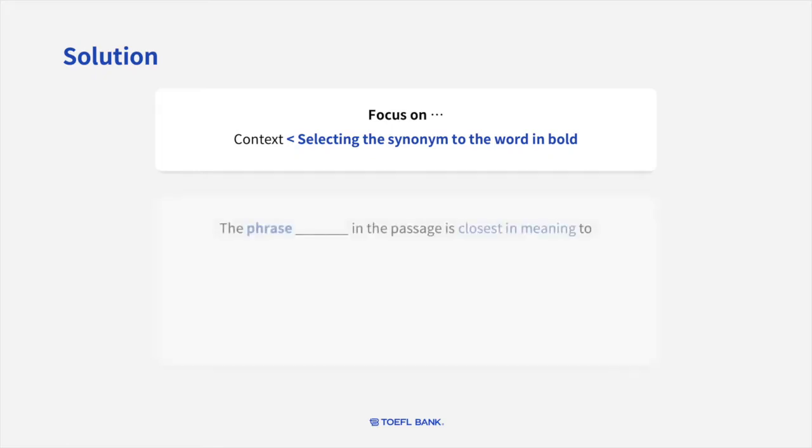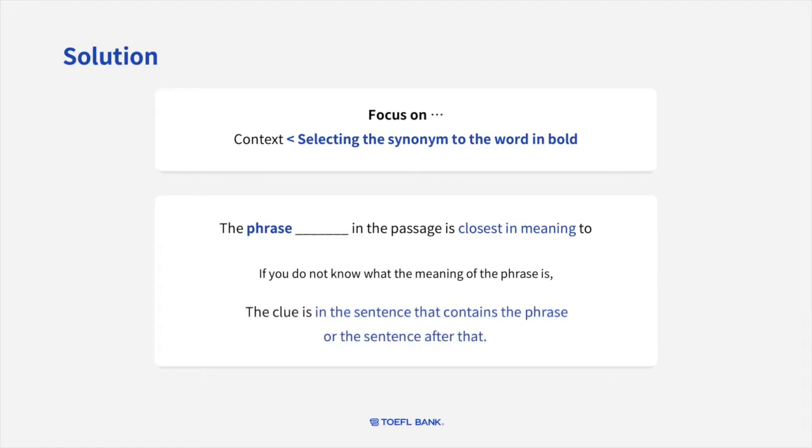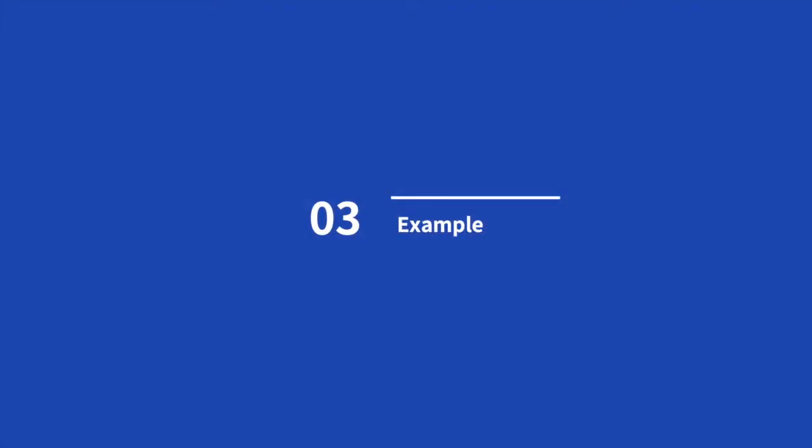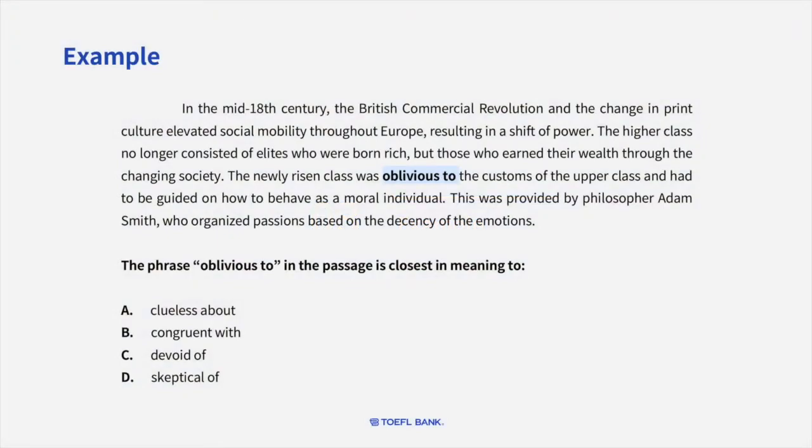But for questions asking about a phrase, of course it's best to find the synonym, but if you do not know what the meaning of the given phrase is, there are cases where there's a clue to what the phrase means in the sentence that contains the phrase or the sentence after that. So don't give up, and if you don't know the given word, try to find clues in the passage and make a smart guess. Now let's solve a couple questions. First, pause the video and solve the problem.